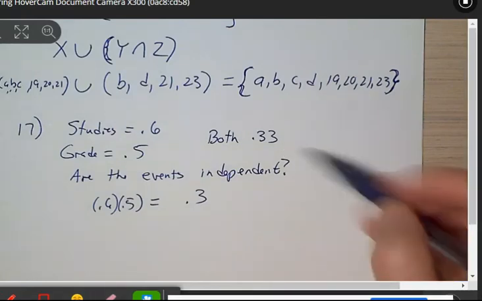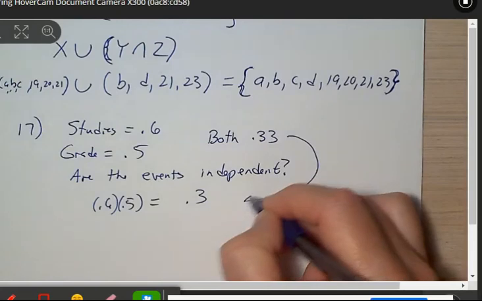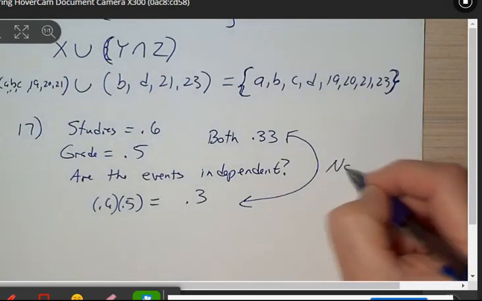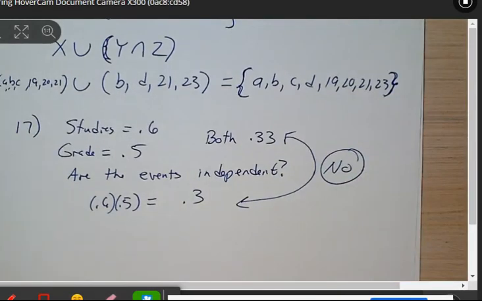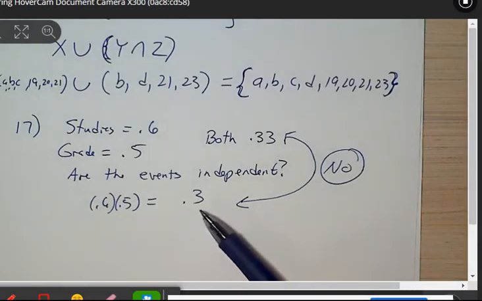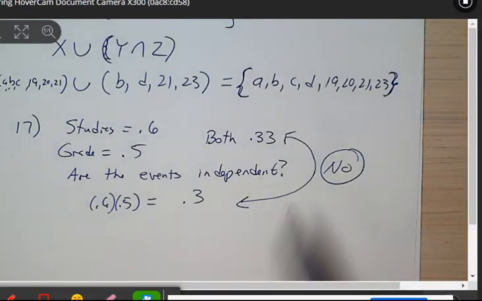So they asked, are these two things independent? Basically, are these two things equal? Well, no, they're not. So if they're not equal, then they're not independent. And that's basically what it comes down to. So if it really was independent, you would do 0.6 times 0.5 and it should have been 0.3. We got something different. So they're not independent. They're dependent on each other. There's a little bit of interaction between those two things.